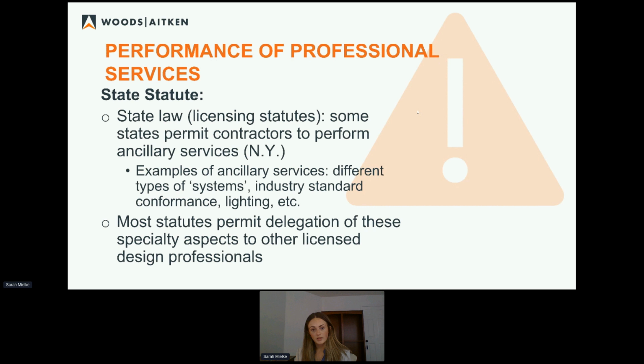The tough thing with that is you run into a huge gray area. Where does your ancillary service start and where does the professional service start? And where does each one stop relative to each other?